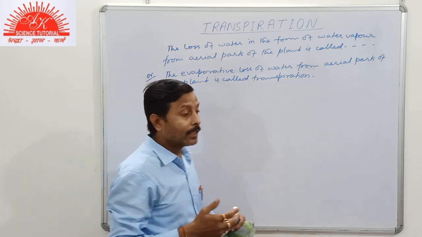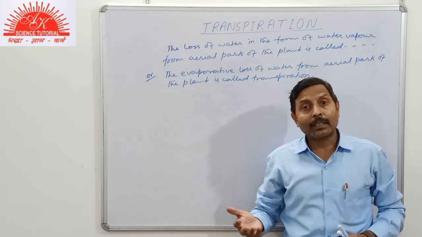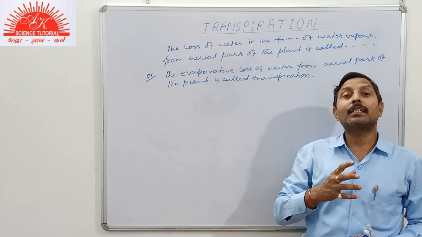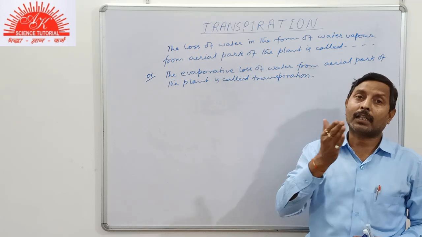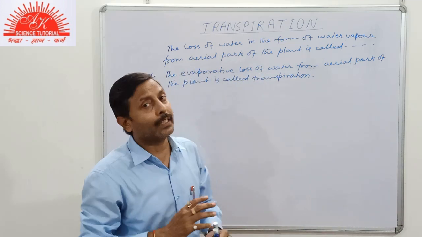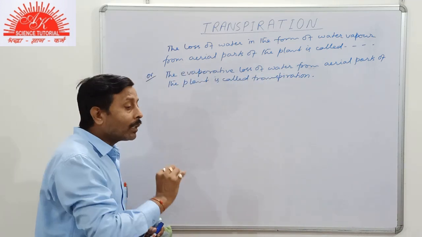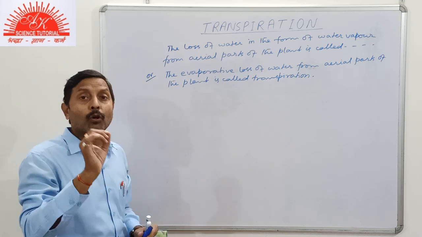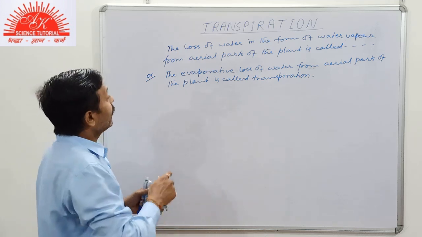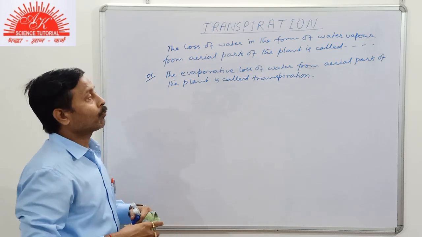Now the question arises, is there any other method also by which the water is lost from the plant? Yes, this is called guttation, which we had studied in the previous chapter, where the water is lost in the form of droplets along the margin of the leaf. So here it is transpiration.